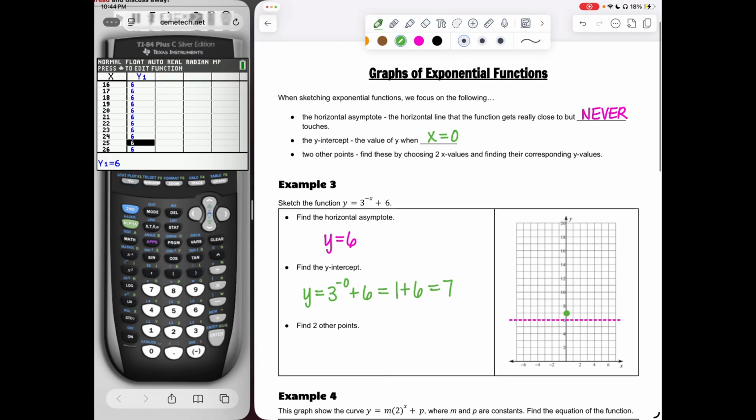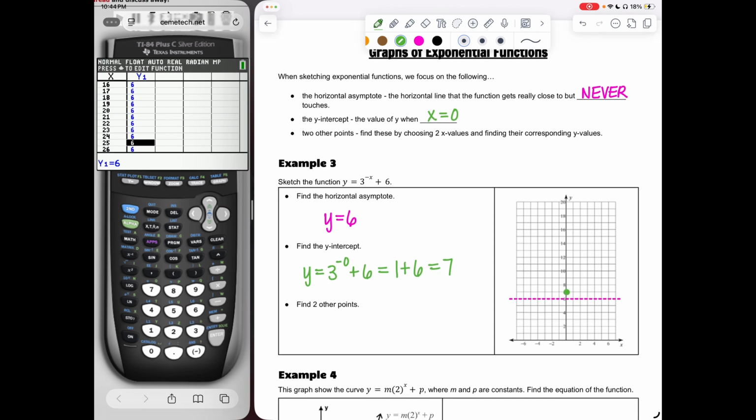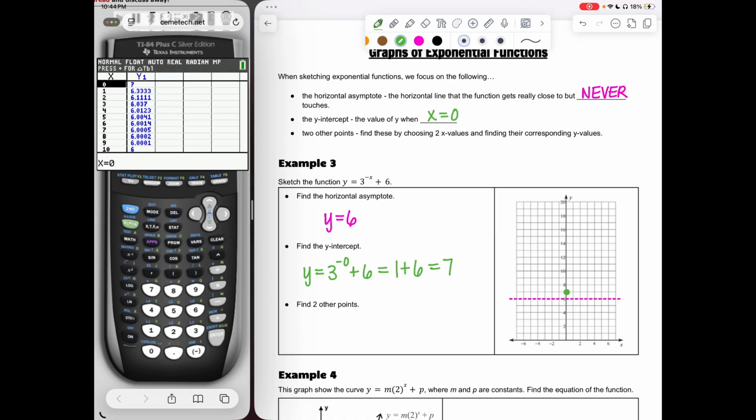All right. So the next thing we have to do is find two other points. What I want to bring your attention to is, if you look at the calculator, if I go back to my table settings and start at 0 and look at my table, you will see that the y-intercept is 7, because you have the x value of 0. 0, 7 is the y-intercept. So you could tell what it is in the table as well. So now let's find the two other points.